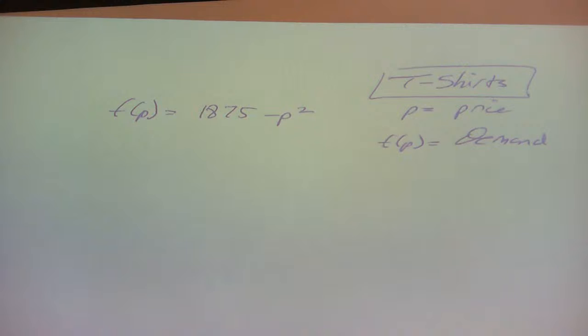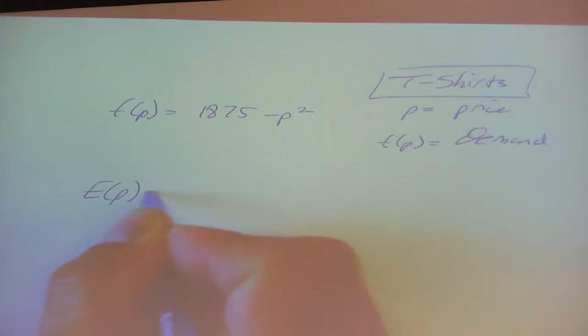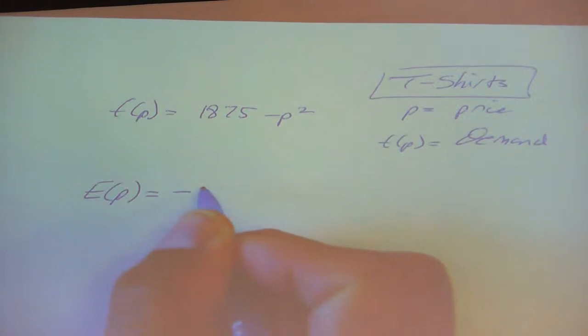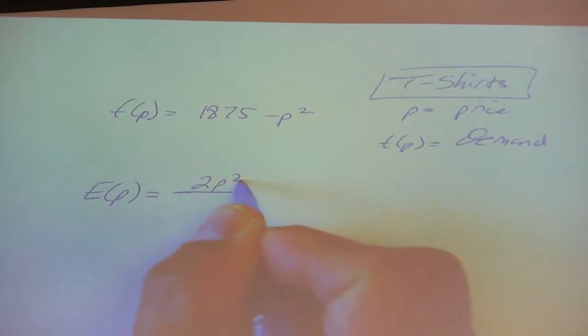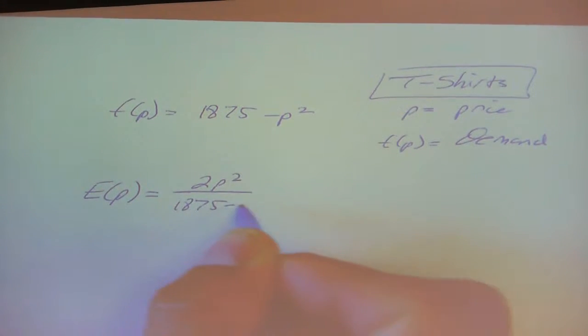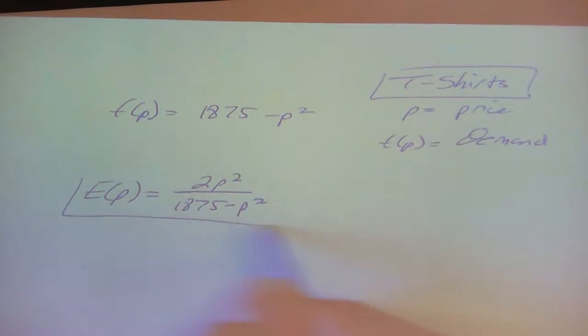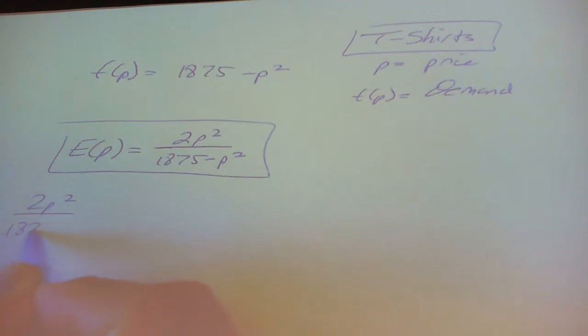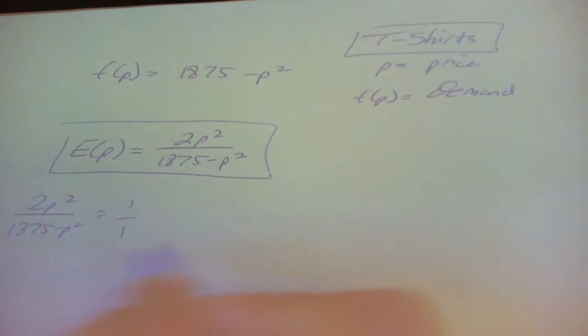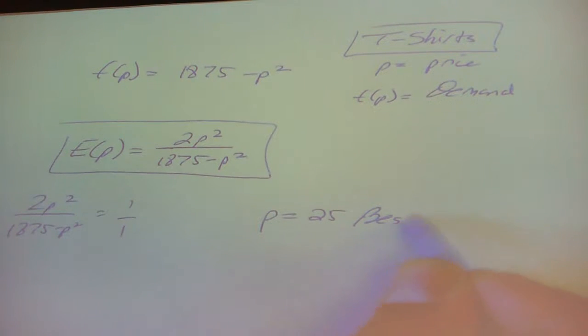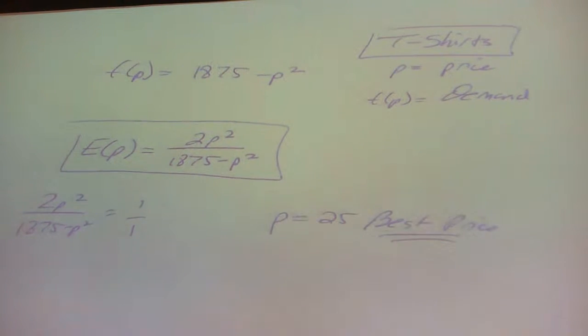Okay? So just to recap, you found your elasticity of demand function to be 2p squared over 1875 minus p squared. You set it equal to 1, solved, and found p equals 25. That's the best price. Are we okay? Any questions so far? I'm going to ask 2 more questions.